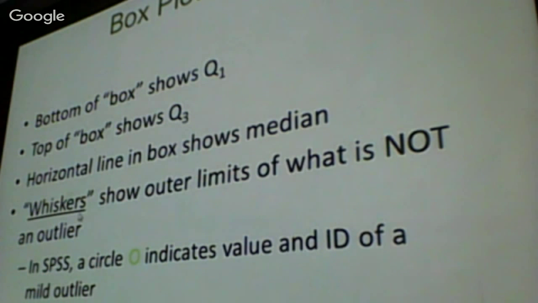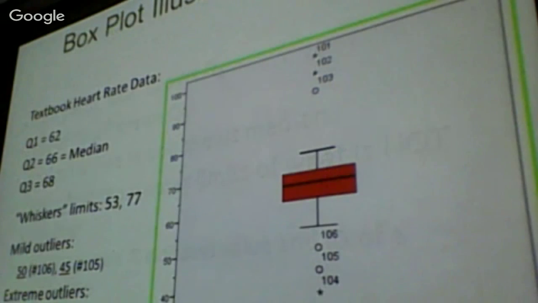SPSS will compute these for you, and they'll show a mild outlier as a 0, and an asterisk is an extreme outlier, like this. So here's some data. See, the range actually includes all of my data, but because SPSS does it and the textbook likes it, the box plot only includes a range that does not include outliers. So that's the range of good data, in other words. This is my interquartile range. That's my median. And here are my outliers.